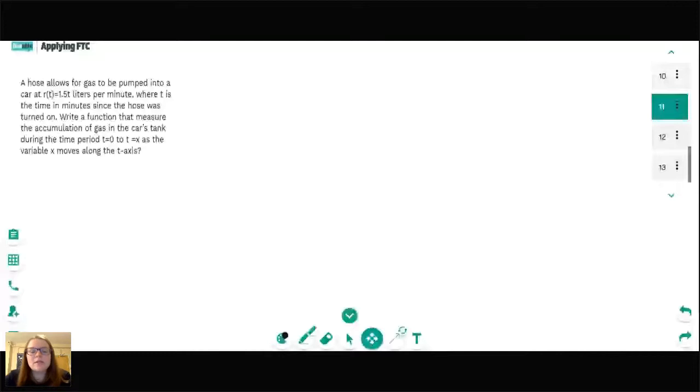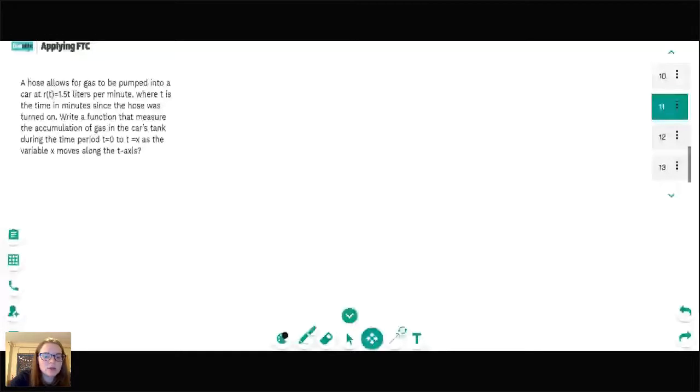If we've got a rate and we want to know how much gas measured is in the tank, the accumulation, but we have a rate. Okay, good. Anyone else want to add to that? Do you guys agree with Dylan? Okay, I think it looks good. Let's take a look at it.